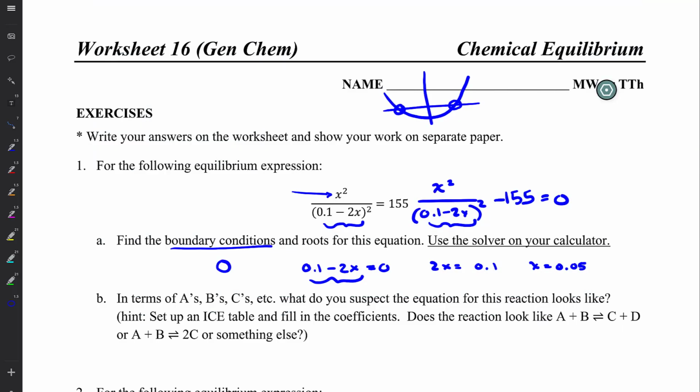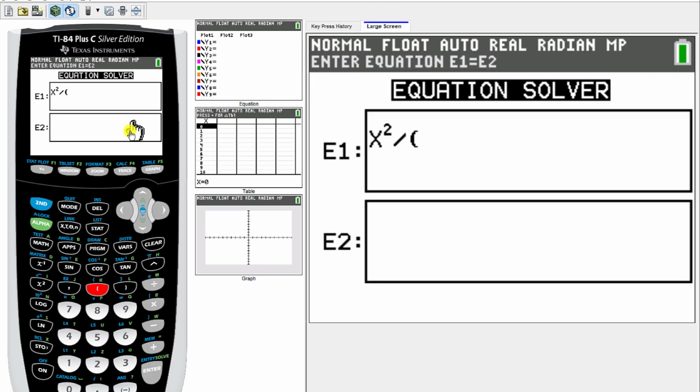Oops, sorry, wrong one. So, 0.1 minus 2x squared. So I'm going to say 0.1 minus 2x squared, and that was the whole quantity squared. So I'll close the parenthesis and I'll square it, and then I'll hit enter.